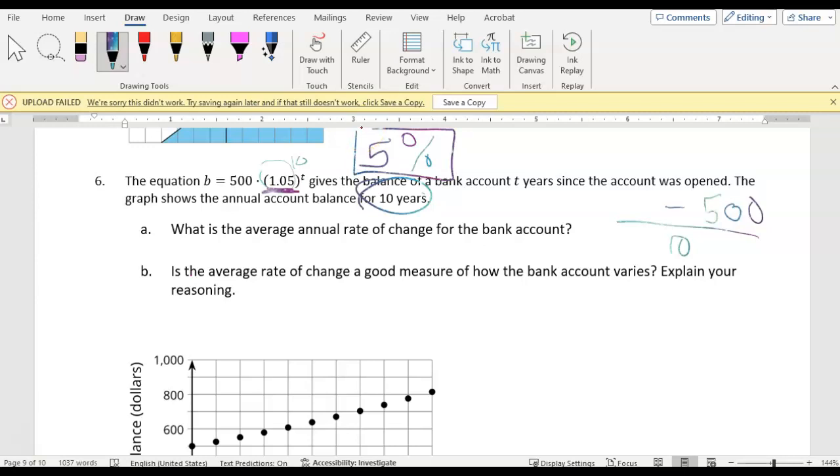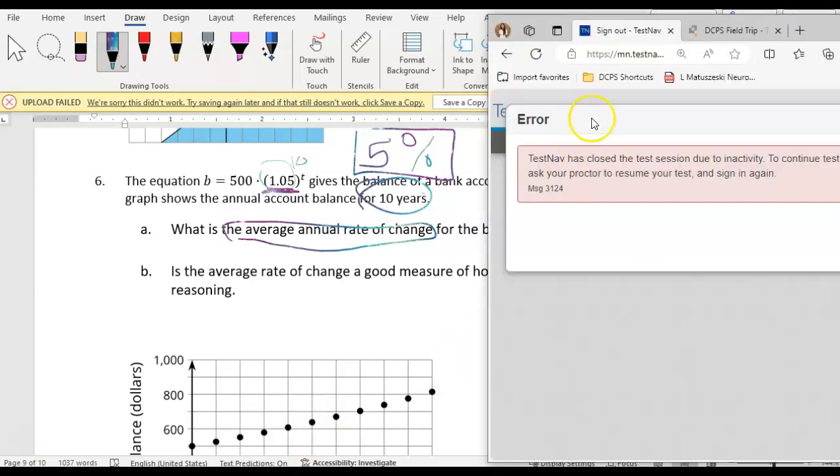And we're looking at 10 years. So here we're looking at finding the average rate of change. And so if we're looking at the average rate of change, we're going to need to use our formula, and we're going to be using essentially slope, right? So our initial value is 500.